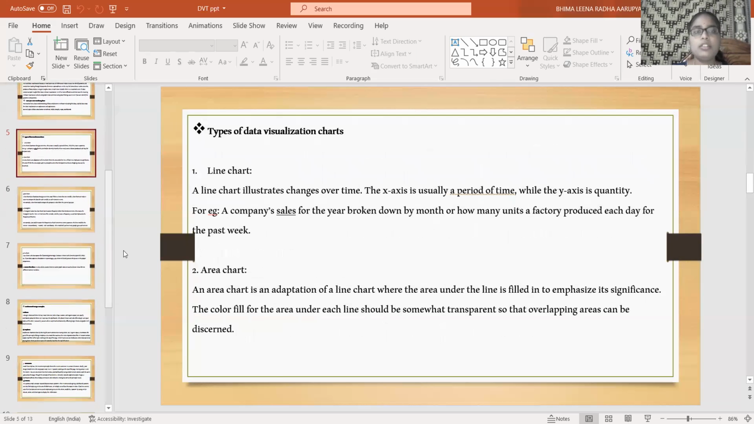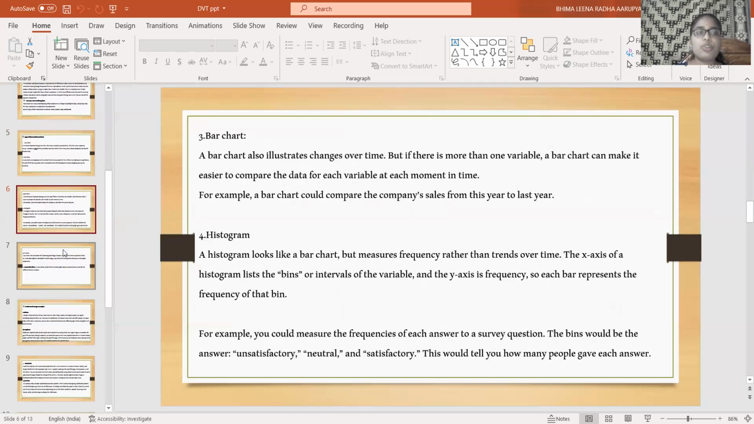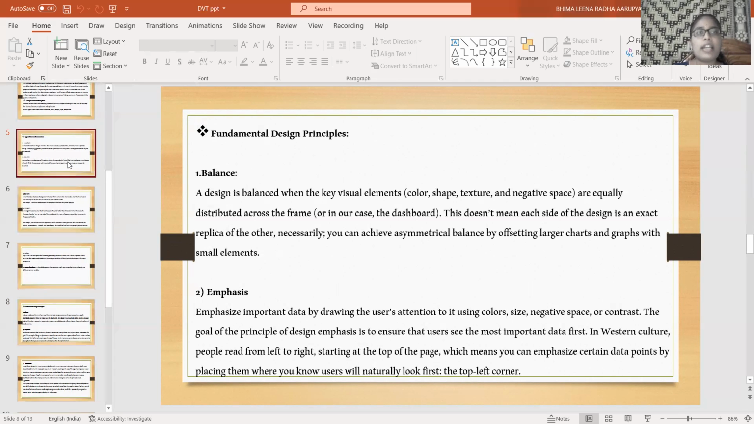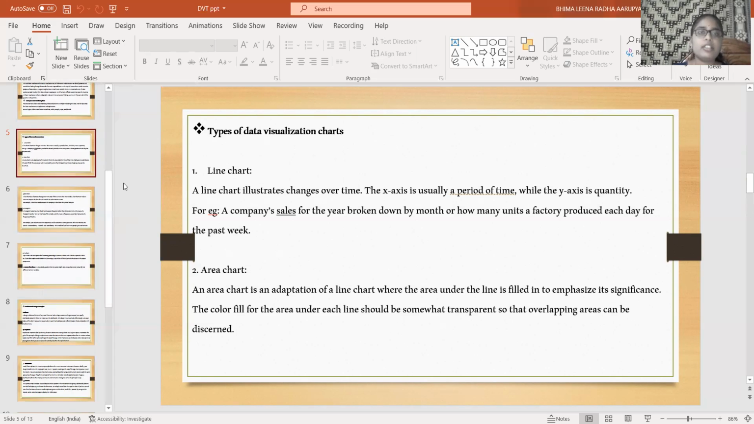And the next one is types of data visualization charts. The first one is we have different types of visualization charts like line chart, area chart, bar chart, histogram, pie chart, and scatter plot. All these are the types of data visualization charts, and there are many more, but we'll look at a few of them.